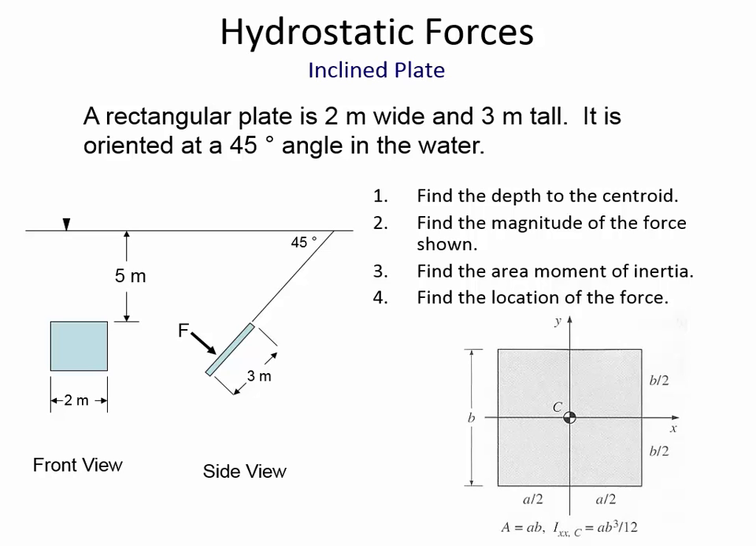And then the total YCP will be 8.6859 meters. So it'll always be a little bit deeper than the Y bar. You can see that the inclined distance from the surface to the centroid was 8.57, and this is 8.66 approximately.